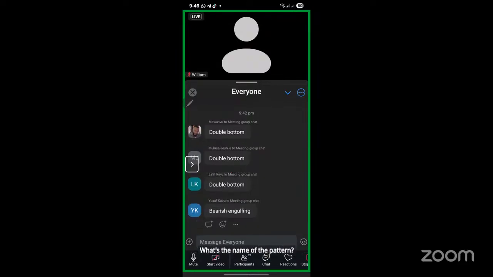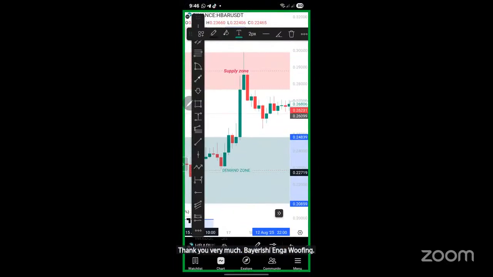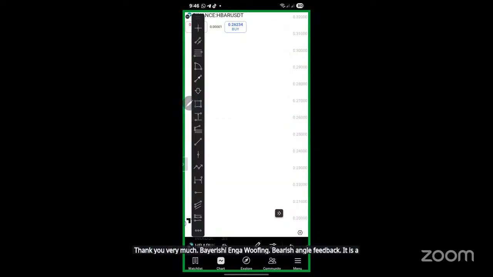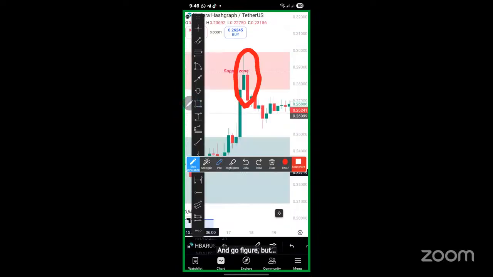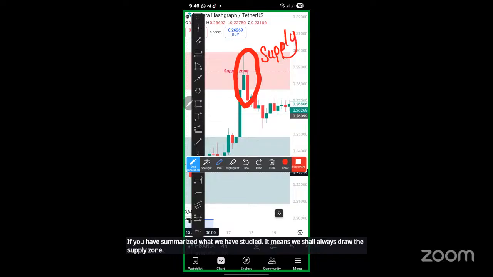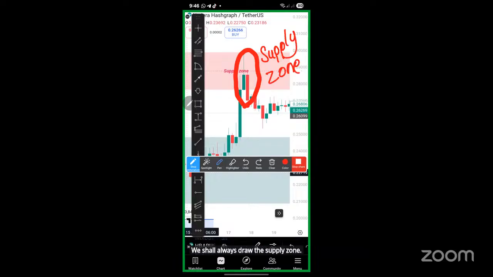Bearish engulfing. Thank you very much, Yusuf. It is a bearish engulfing bar, a candlestick chart pattern. So, to summarize what we have studied, we shall always draw the supply zone on the bearish engulfing bar. Exactly.